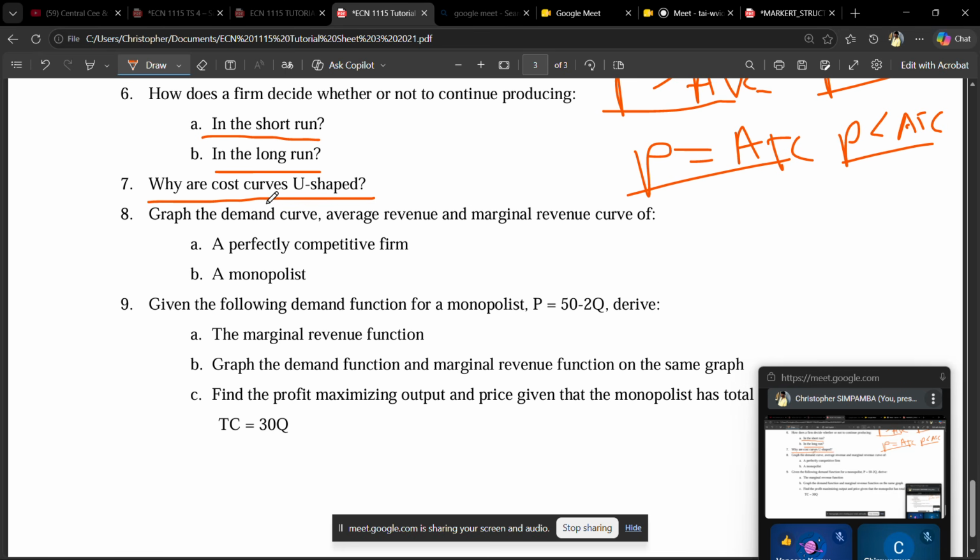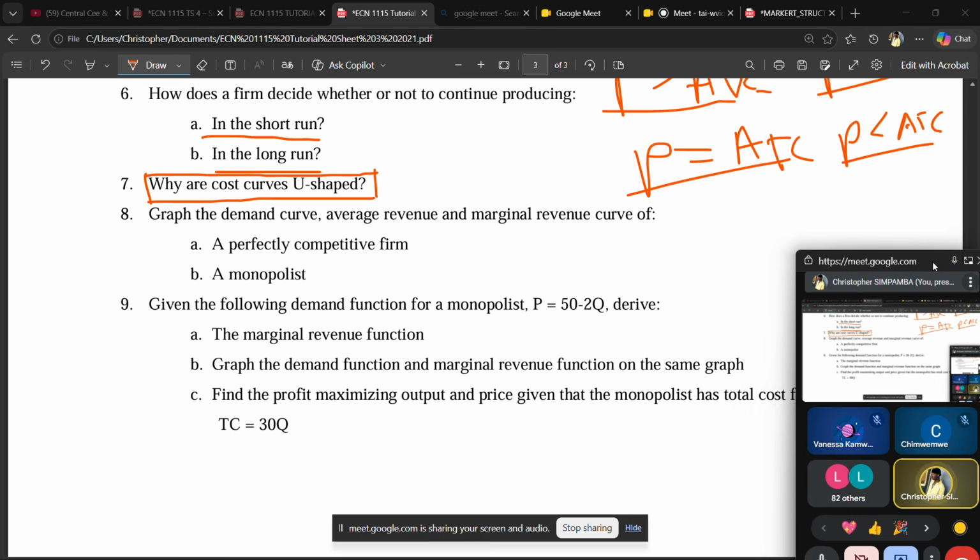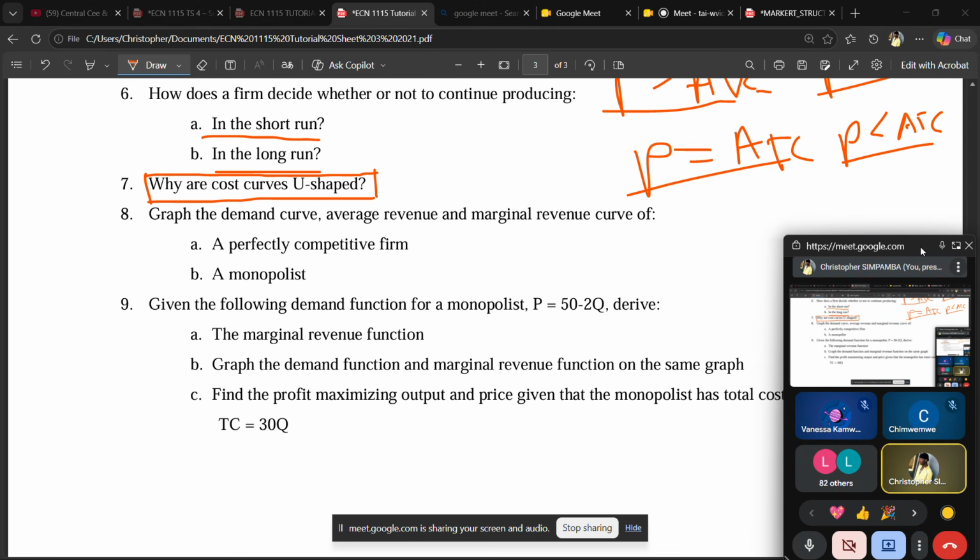Why are cost curves U-shaped? Okay, I have really been talking about this all the time. Someone to answer this. Because of the law of diminishing marginal returns. Okay, that is basically it. Without wasting time, we can move on, unless there are questions.